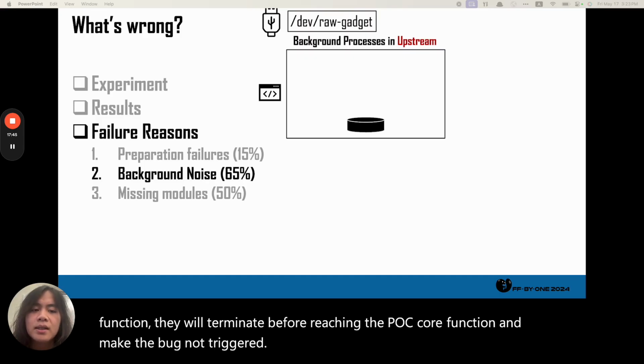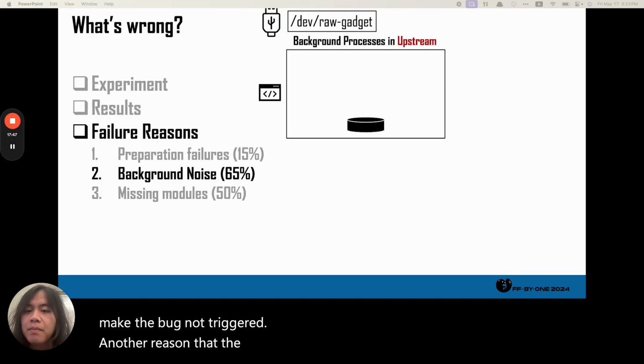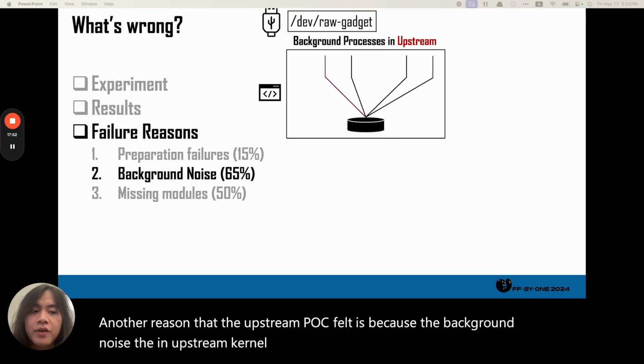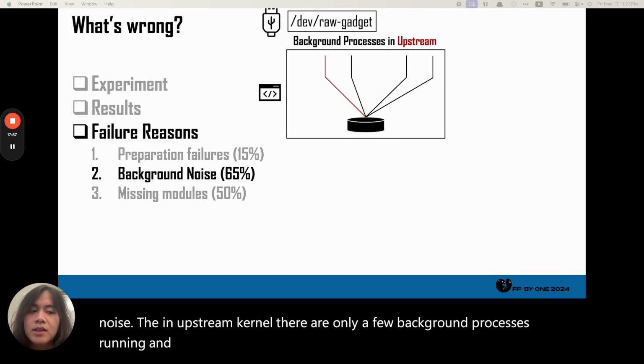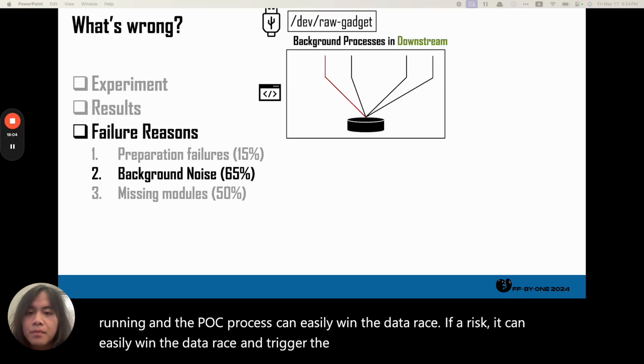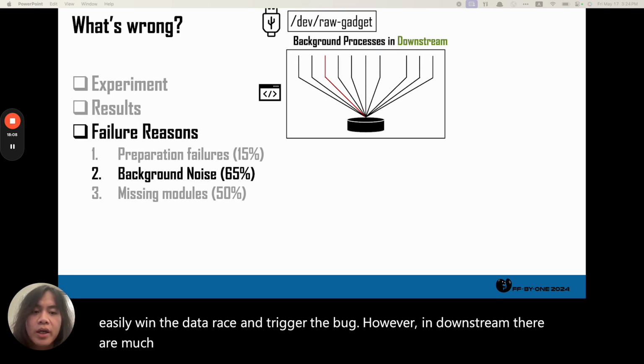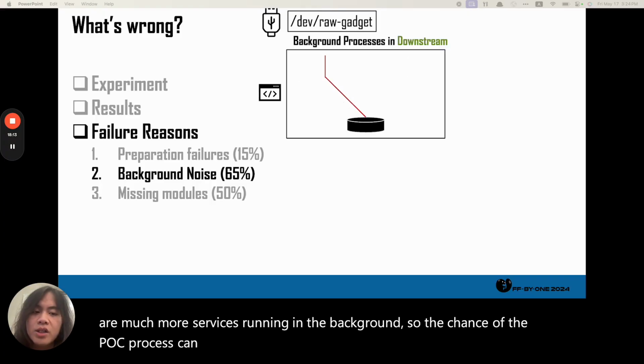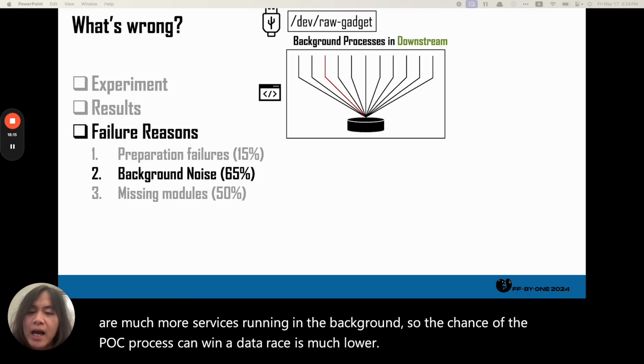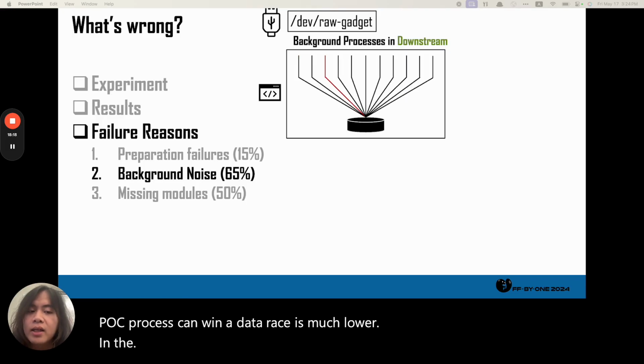Another reason that the upstream POC failed is the background noise. In the upstream kernel, there are only a few background processes running, and the POC process can easily win the data race. If it is a race condition bug, it can easily win the data race and trigger the bug. However, in downstream, there are many more services running in the background, so the chance of the POC process winning a data race is much lower than in the upstream kernel.